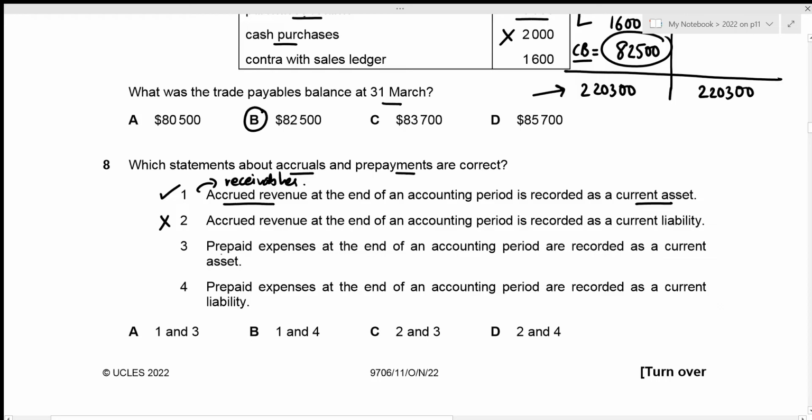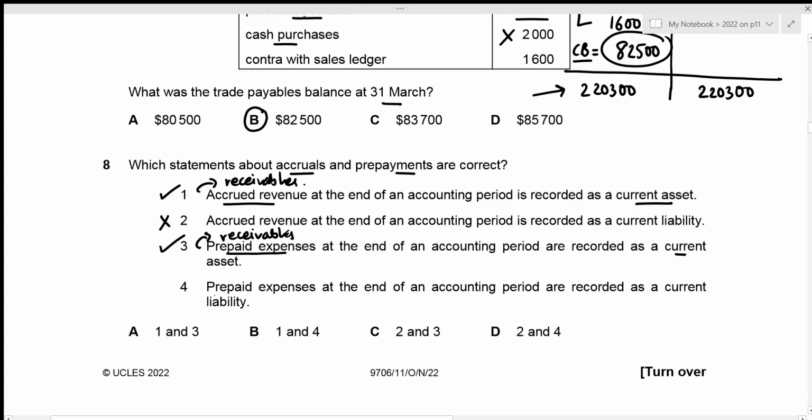Then we have prepaid expenses at the end of an accounting period are recorded as a current asset. Let's talk about prepaid expenses. So these are the expenses for the next accounting period that we have already paid, which means that we are yet to receive the benefits for these payments. Again, this is a receivable. And receivables are always current assets. And this statement states that it will be recorded as a current asset, which means that this is correct.